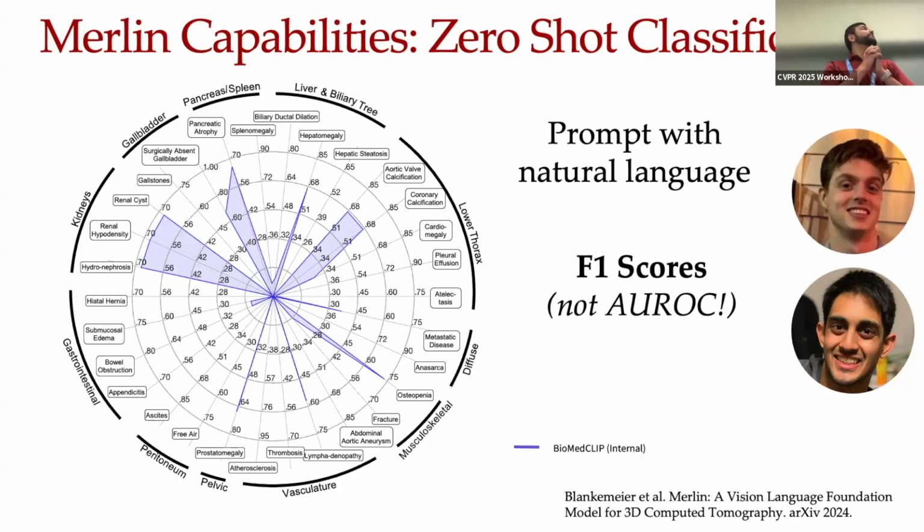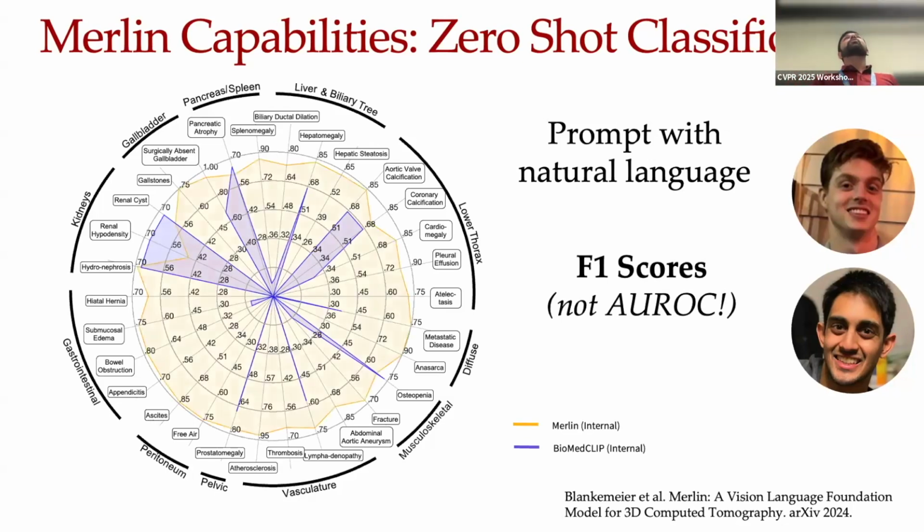And if we go back to Lena's talk, we really need to be able to use the right metrics to understand what is clinically relevant too. And then when we actually look with our Merlin model on our internal data set, we see surprisingly high F1 scores ranging from 0.7 to 0.8 for a variety of these findings.